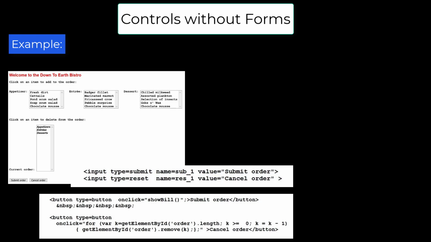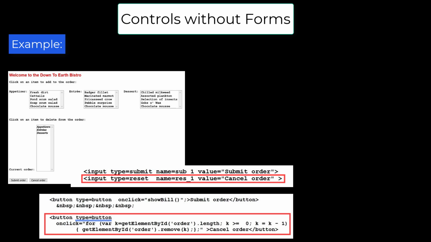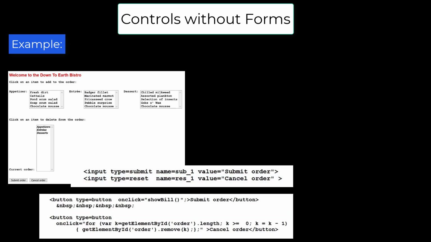And what used to be input type equals reset is now button type equals button. And the onClick event handler will basically delete all the items in the order list. The text on the button will be Cancel Order. And this works just fine, but it doesn't show some of the real power.